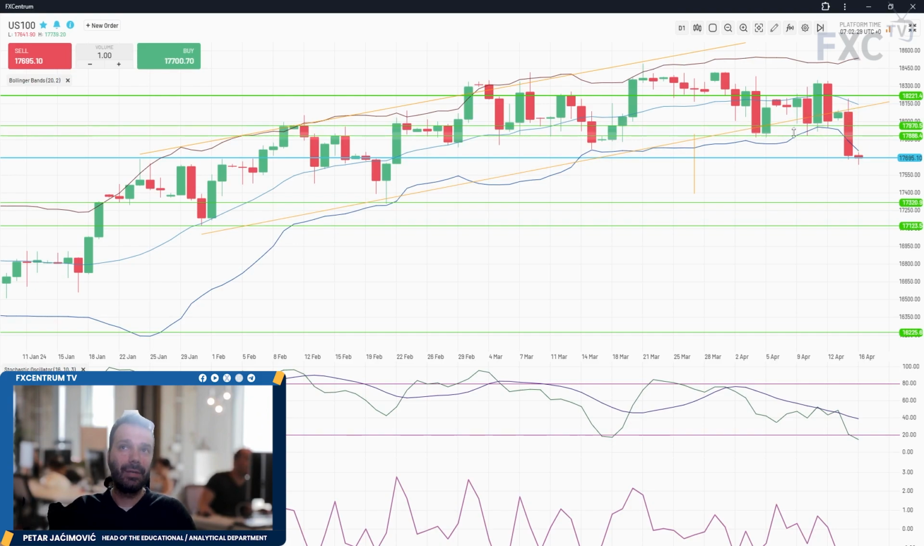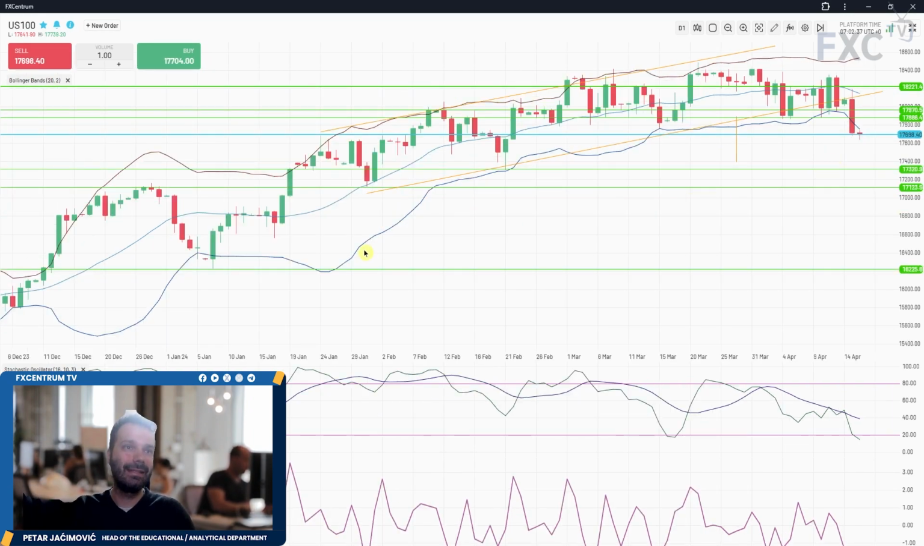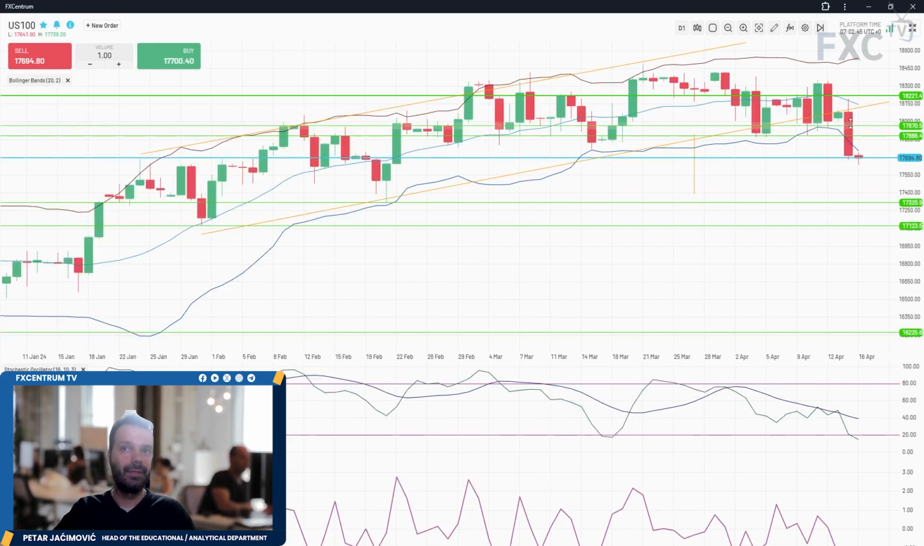So we had a breakout of this consolidation and the breakout of the lower Bollinger Band, and this is the first breakout of the lower Bollinger Band, I will say, since pretty much for the whole year. We didn't have a break of the lower Bollinger Band on the US100.